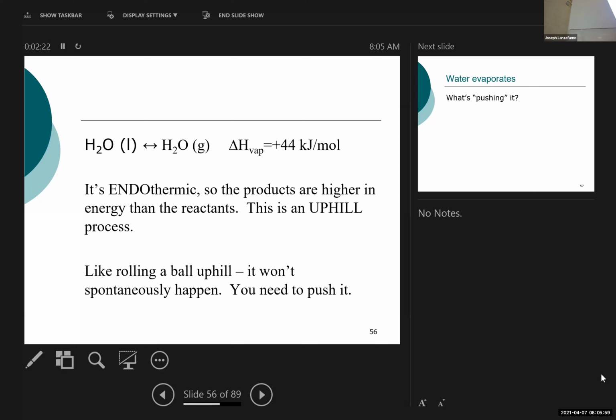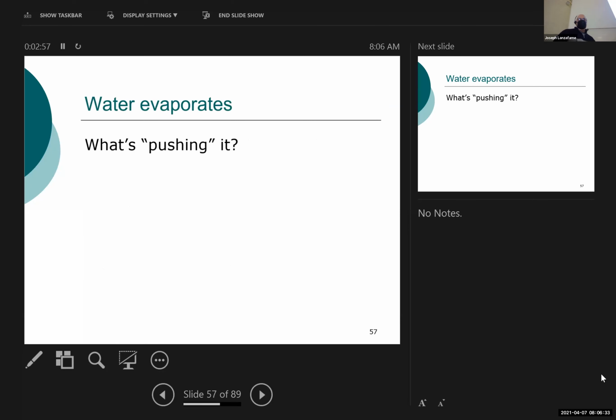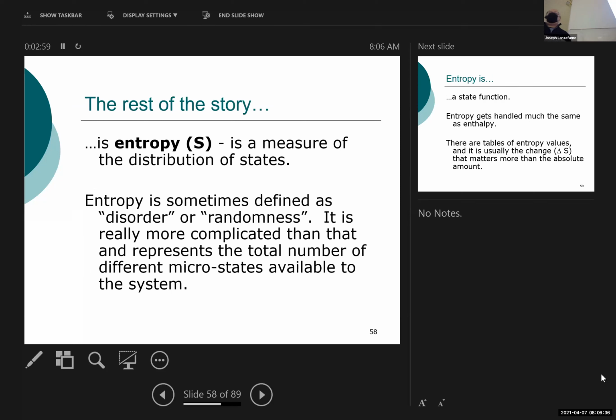If you calculate the delta H for the vaporization, i.e. evaporation of water at room temperature, the delta H of vaporization is 44 kilojoules per mole. Specifically plus 44 kilojoules per mole. And so to go from a liquid to a gas requires putting energy in. We talked about this way back in week one in terms of phase changes. That process should not happen energetically. It does happen entropically, right?